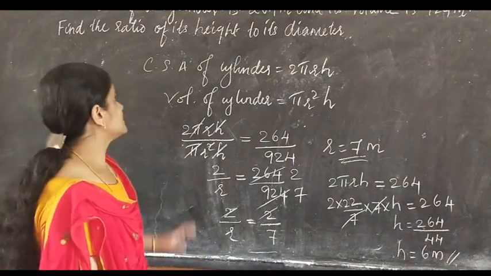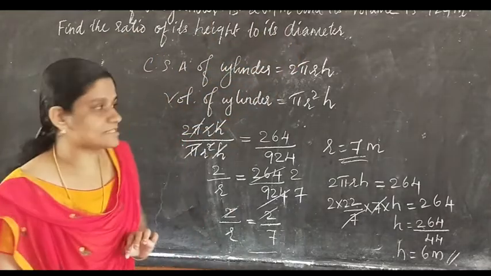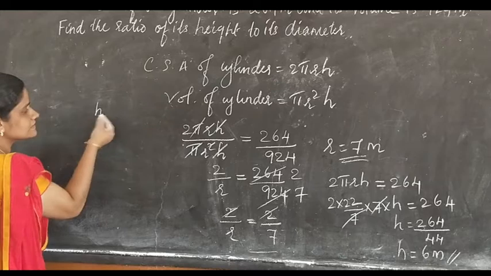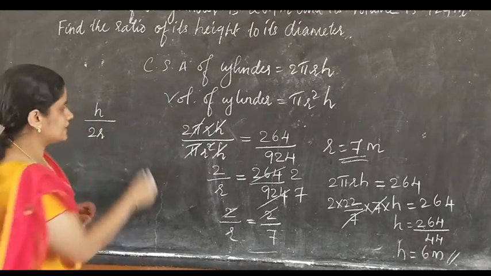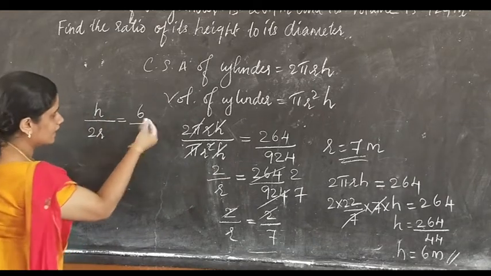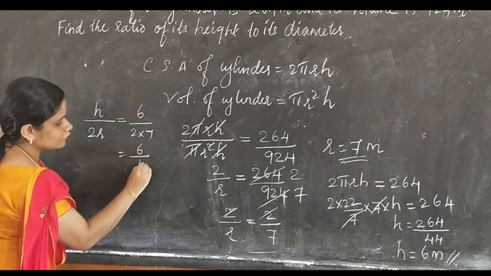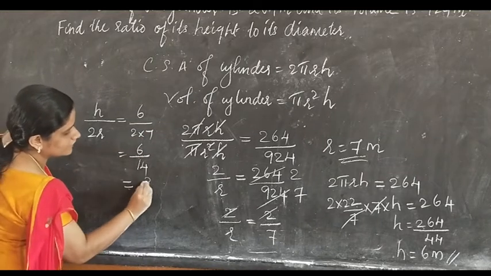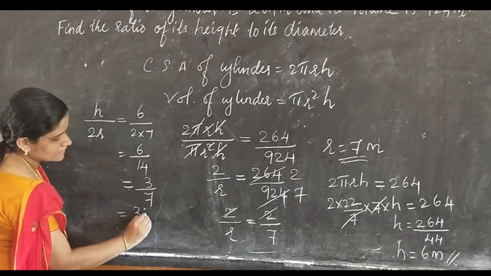Okay. Now we got the height is equal to 6 meter. Now the question is the ratio of its height to its diameter. That is height by 2r. Diameter is 2r. So what you have? What is the height? 6 by 2 into 7, that is 6 by 14. If you simplify, you will get 3 by 7. Therefore, the ratio is 3 is to 7.